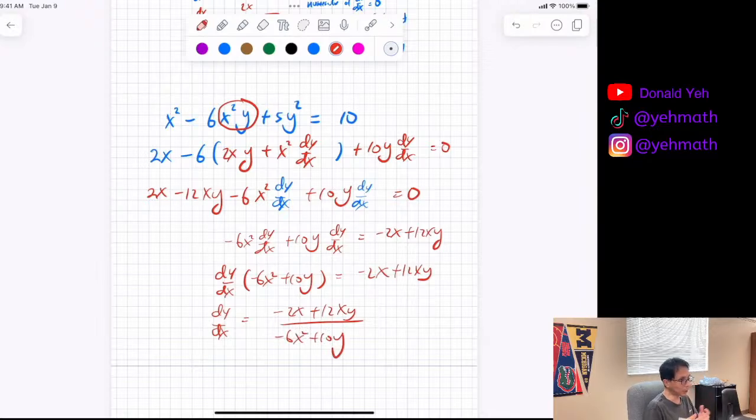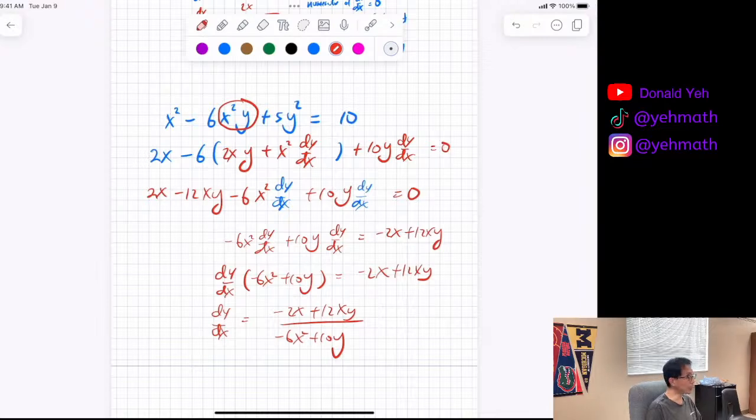Now, if I have a coordinate on the original function, then I will plug in both x and y to find the slope. So let's just say I have x equal to 1, y equal to 0, for whatever reason. I don't think it's right. But I can plug in x equal to 1 and y equal to 0, and I can find the slope at that particular point.